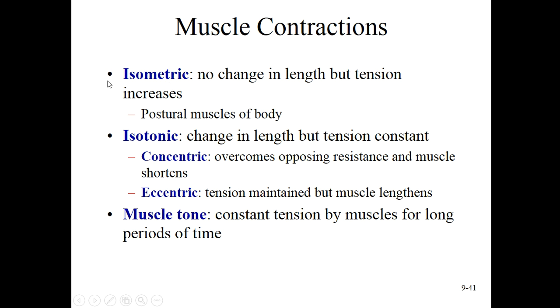Isometric. Iso means the same. Metric, like a measure of length. So isometric means the same length. So there's no change in the muscle length, but tension increases.